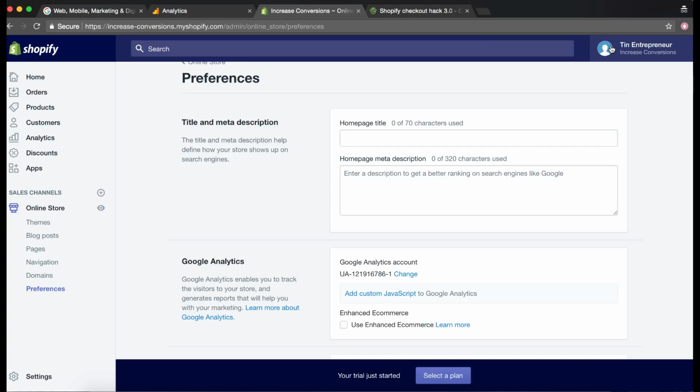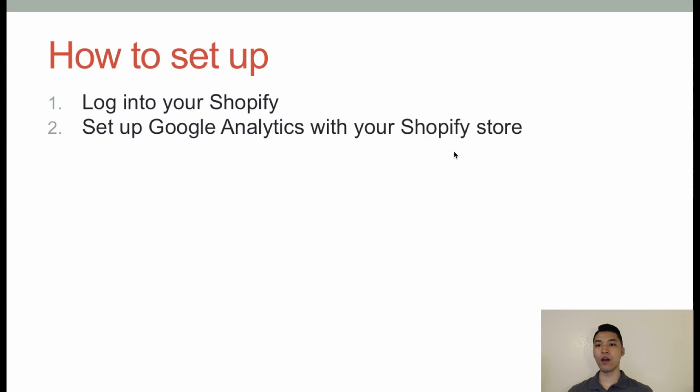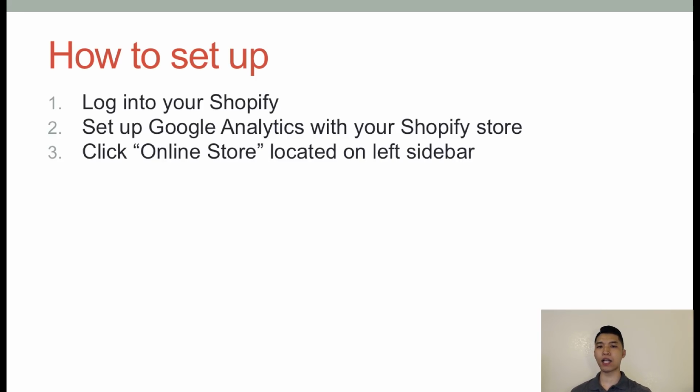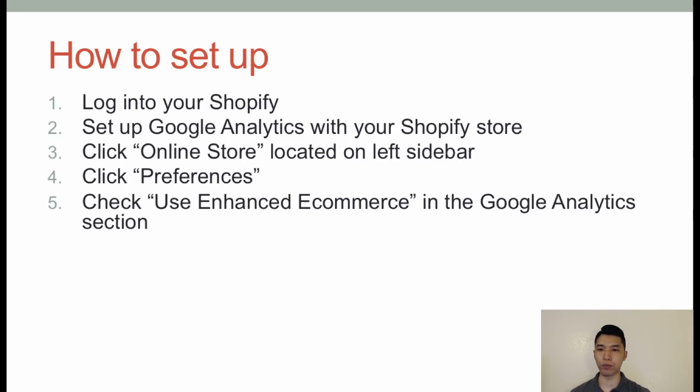Let's head back to the presentation to see the next steps to set up the Conversion Pirates Conversion Hack 3.0 onto your website. So let's head over to the PowerPoint presentation now. Alright guys, welcome back to the PowerPoint presentation. After you install Google Analytics with your website, click on Online Store again, located on the left hand sidebar. It's just going to take you back to Preferences.